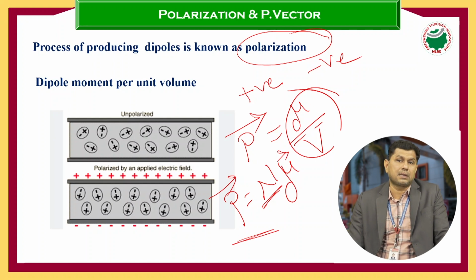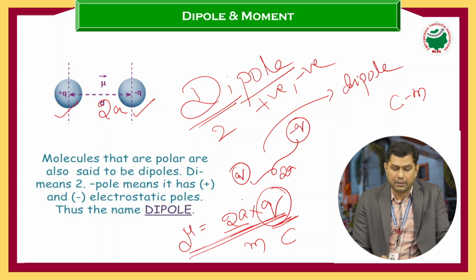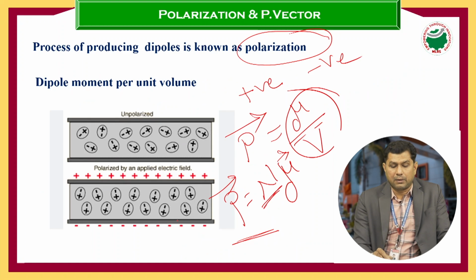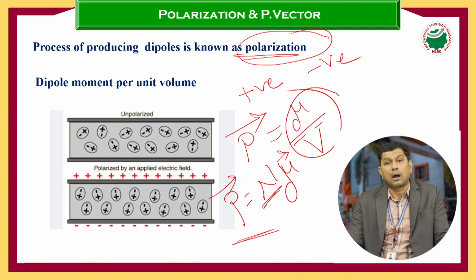Till now, we discussed the basic definitions. The first one is the dipole, a system of two equal and opposite charges separated by a certain distance. Next, we discussed the dipole moment, the product of charge and distance between the charges. Then polarization, the process of producing dipoles or separation of the charge carriers. Next, the polarization vector, which is dipole moment per unit volume.